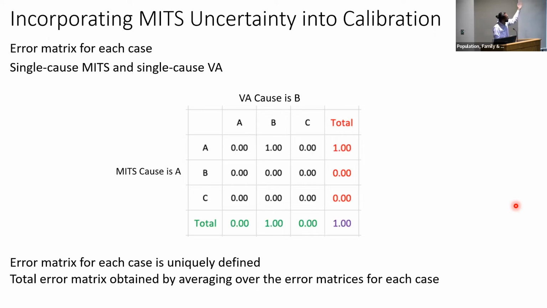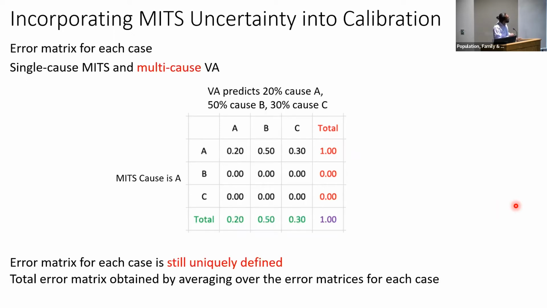So to do this, we go back to the single cause MITS, single cause VA setting. Here, for each case, you will have one particular MITS cause. An example: MITS cause is A and VA cause is B. So in the error matrix, the contribution of this case is a 1 in the A, Bth column and zeros everywhere else. It's very uniquely defined when both MITS and VA are single cause.